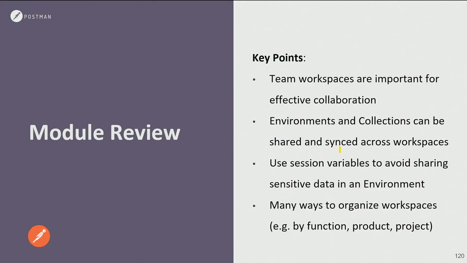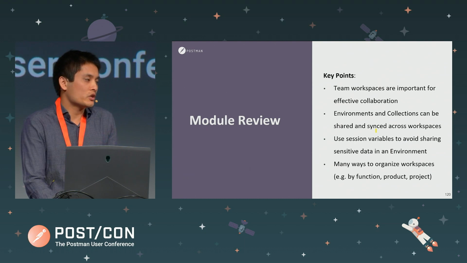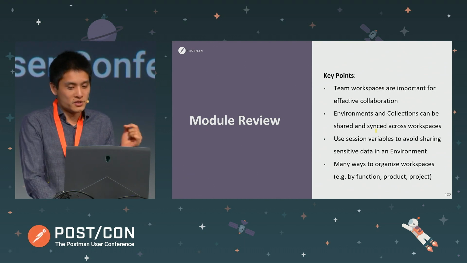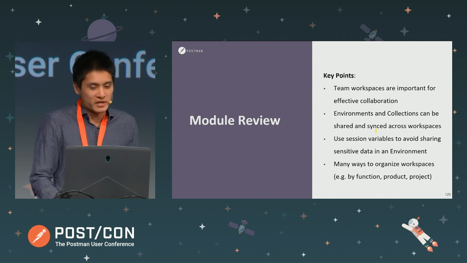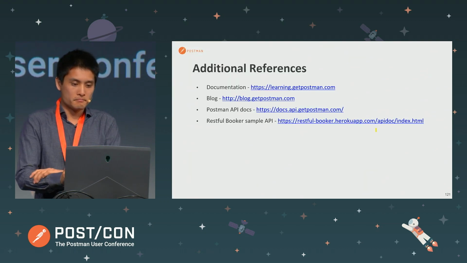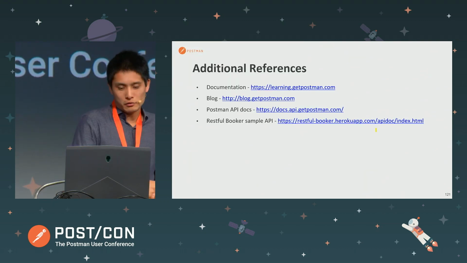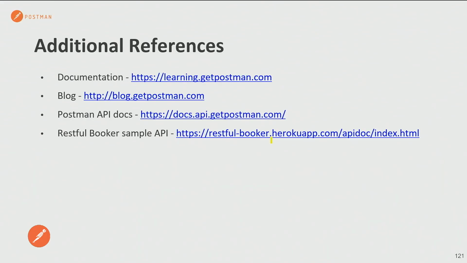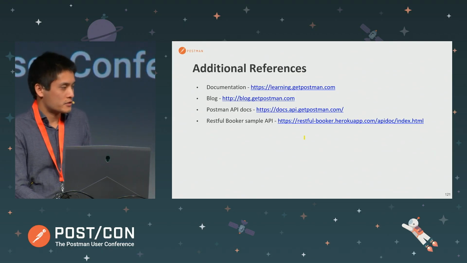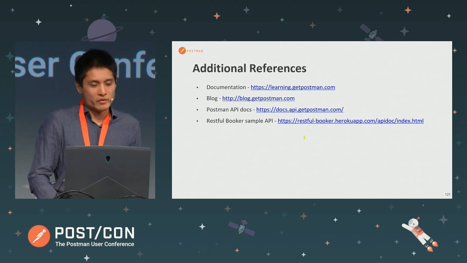So team workspaces are important for collaboration and making sure that you share your environments and collections across those workspaces. But again, when you're sharing the environments, make sure you make use of the session variables to avoid sharing sensitive data like your password. For additional references, there's the included links there. So the documentation, the blogs, that RESTful Booker API that we were working with, you can find the docs for that API on that link there. We'll be using the same API in the expert course, although I have my own version of that. So we'll be working with that throughout the expert course and using those additional endpoints there.